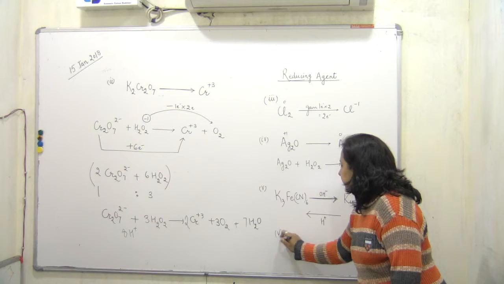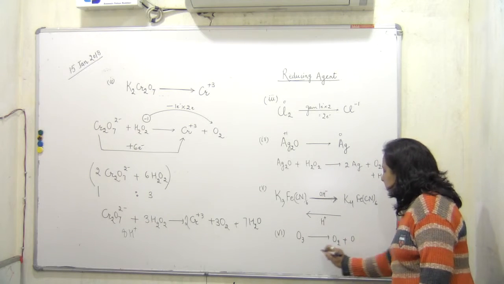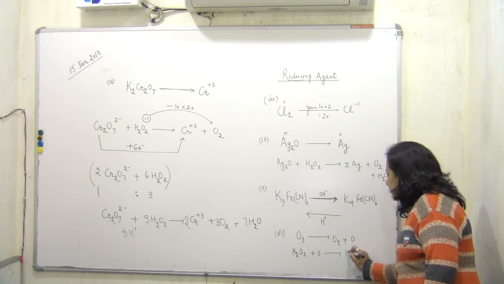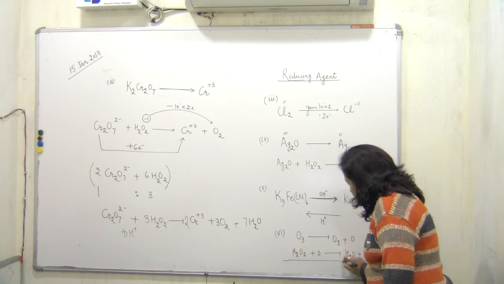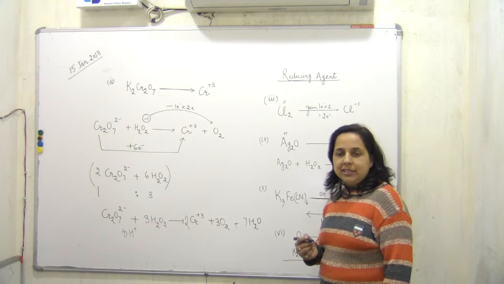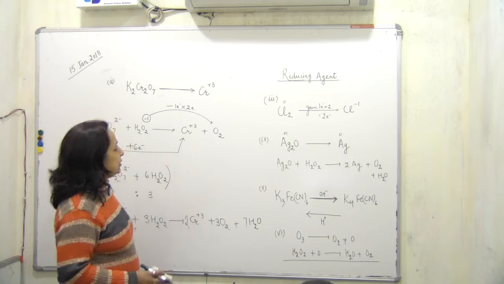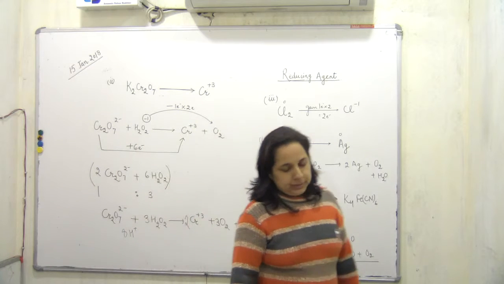Ozone can give O2 plus nascent oxygen, and hydrogen peroxide can absorb this nascent oxygen, and we can get water plus oxygen. It means ozone is a more powerful oxidizing agent as compared to hydrogen peroxide. That's all about the reducing agent nature of H2O2.